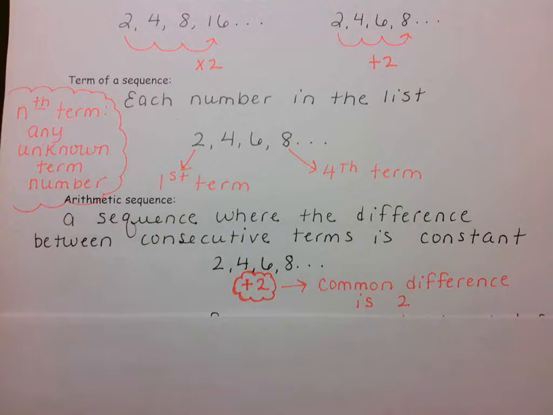Again, what is an arithmetic sequence? Those are going to be the sequences we're talking about today, and that is a sequence where the difference between consecutive terms is constant. So for example, in my example of 2, 4, 6, 8, my common difference is 2.